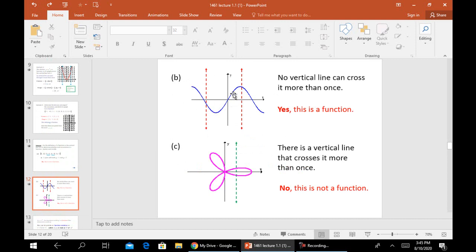The blue graph here, is that a function? Well, notice that no vertical line can cross the graph more than once, so it is a function by the vertical line test. And if you look at the second graph here, which has 3 loops, obviously there are vertical lines that pass through the graph more than once, so C is not a function.